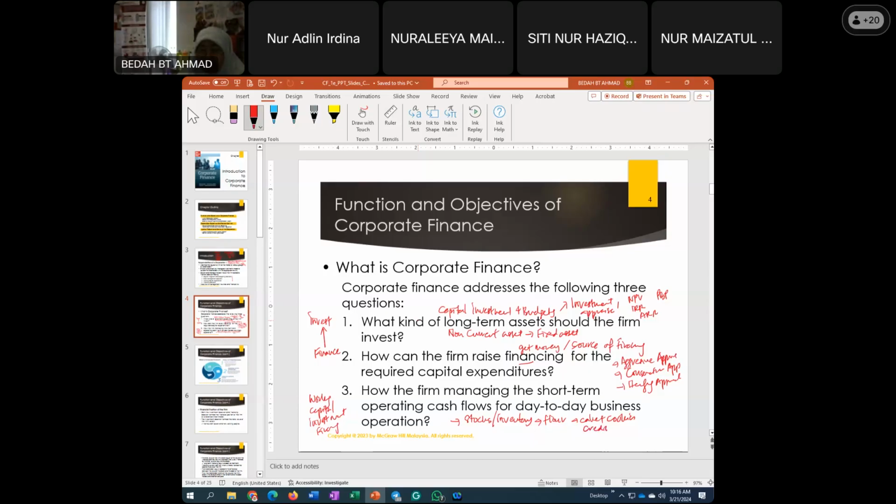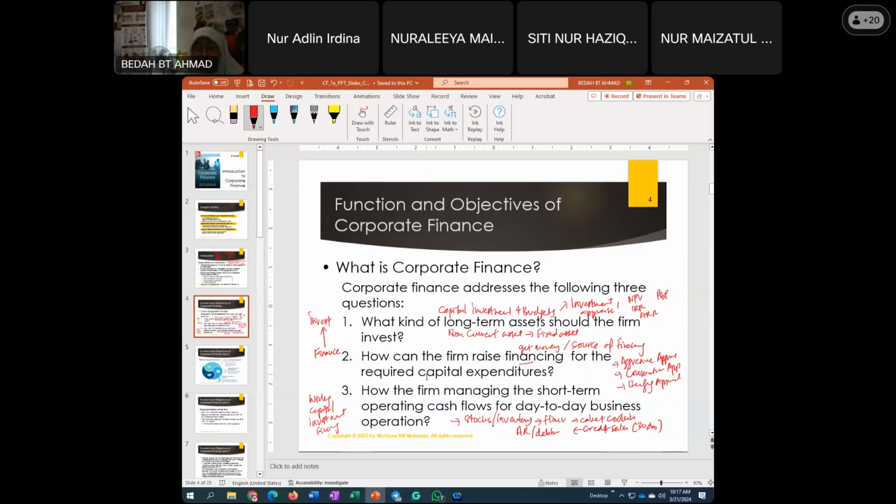So when you have a customer who wants a credit sale, where the customer will pay later in the next 30 days, this is your investment in accounts receivable or debtors. You do not get the money yet, but you already provide the financing for this inventory and accounts receivable. You need to think about that.